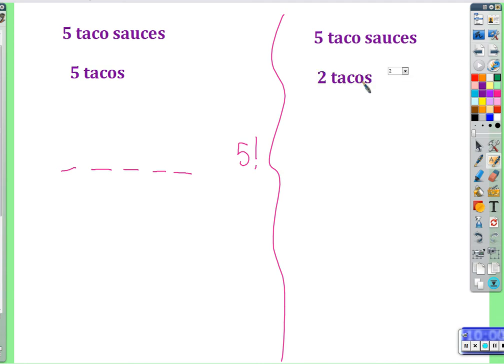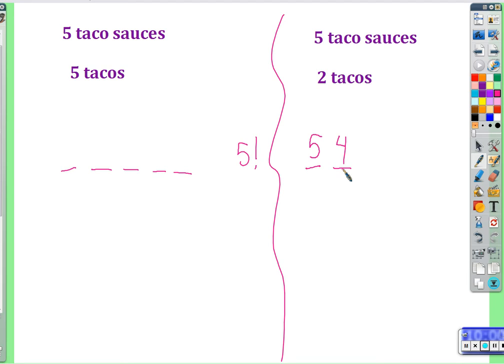2 tacos. Okay, so you've got your 2 tacos. How many ways are there to choose and arrange 2 from the 5? 10. How'd you get there? 2 times 5. The first taco is going to get one of the 5, and your second taco is going to get one of the remaining 4, and then you're just going to stop. So, wait, 10? Maybe 20. 20 different ways.